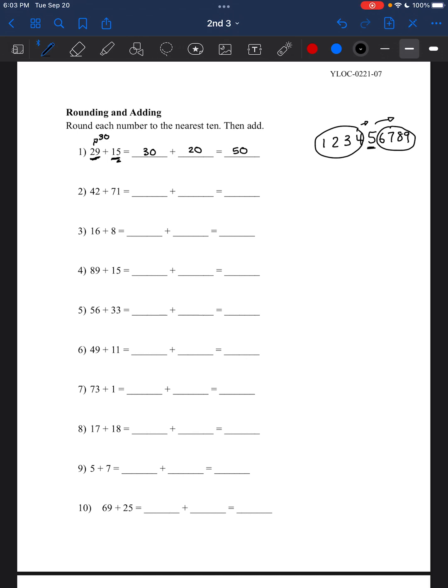And 42 plus 71. So 42, 2 is less than 5, so we bump it down to 40. And then 71, 1 is also less than 5, so we bump it down and make it 70. And 40 plus 70 is 110.